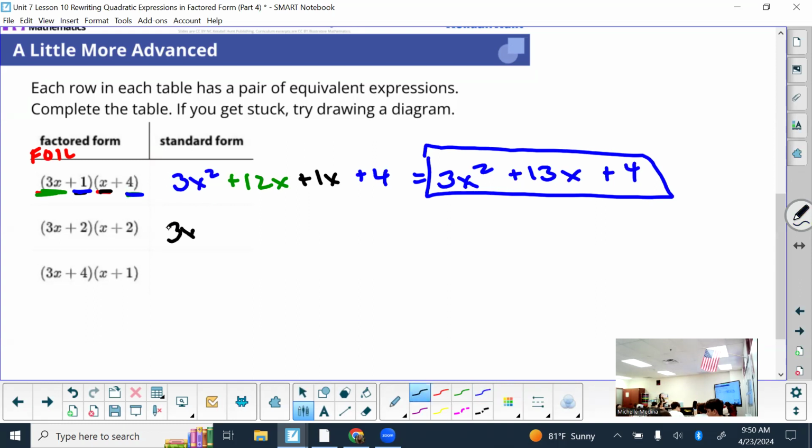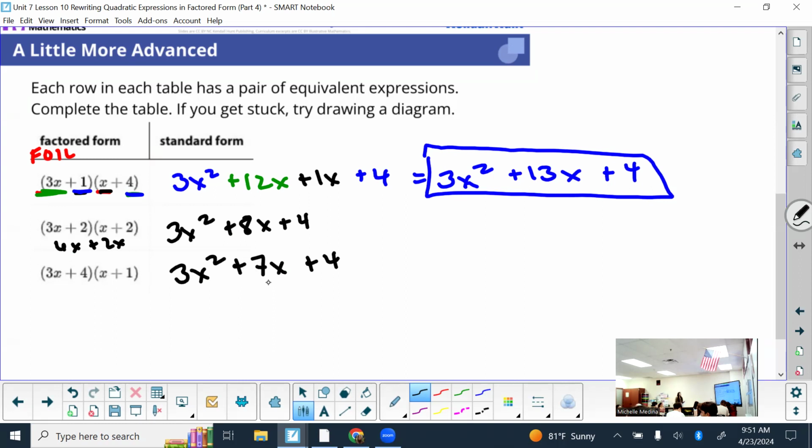x squared plus 8x plus 4. Okay, that sounds good. When I do my outer terms, I got 6x plus my inner terms, I have 2x. So yes, that does make it 8x in the middle. Table 9, can you tell me the last standard form? 3x squared plus 7x plus 4. Okay, let me just double check. Outer terms is 3x, inner terms is 4x, that does combine to 7x.